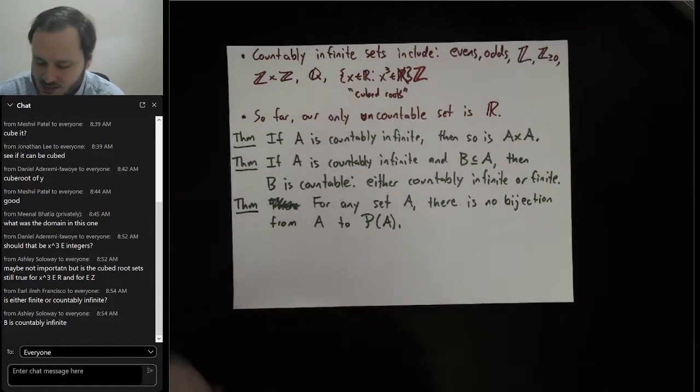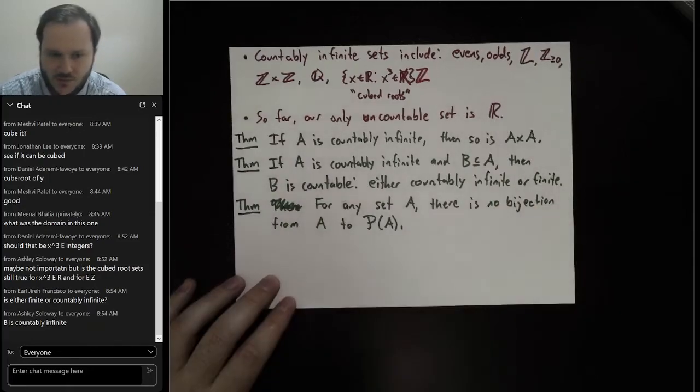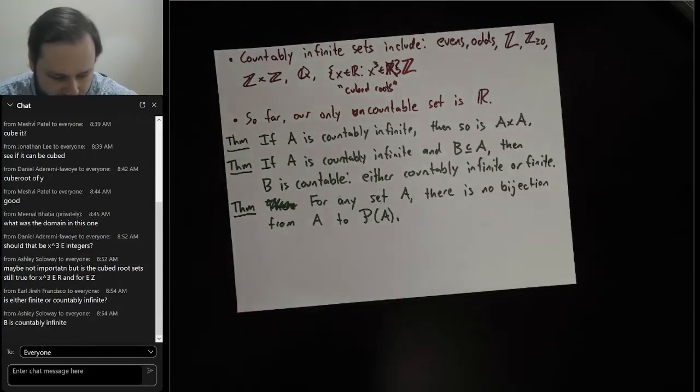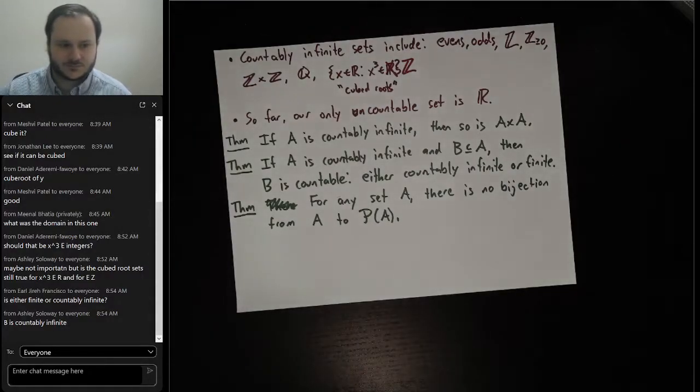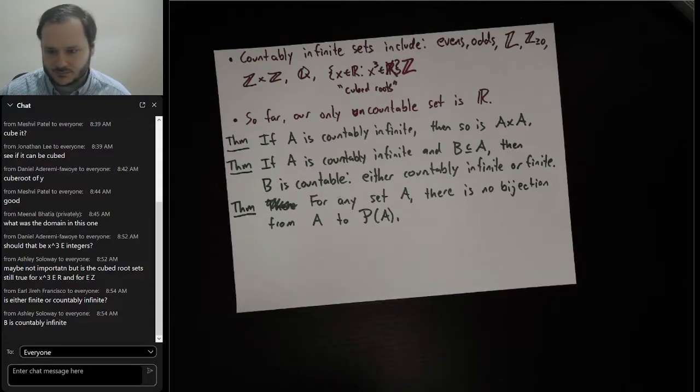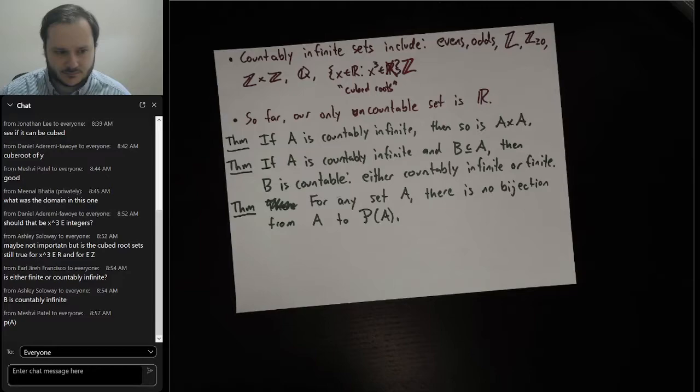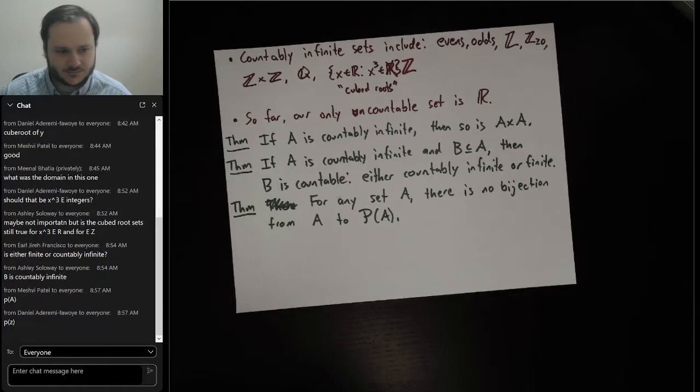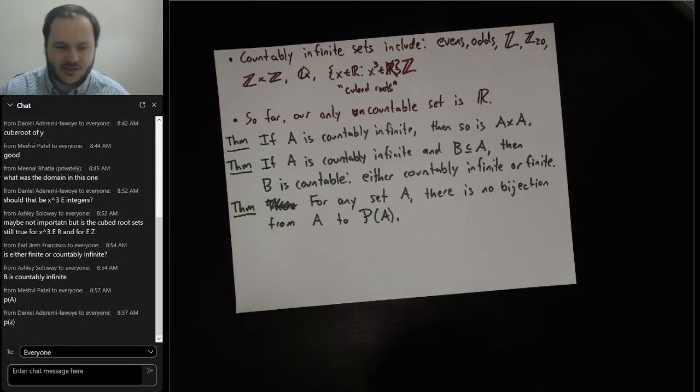This tells us another uncountable set. So far we only have the real numbers, but what is another uncountable set? Power set of A, well, what's A in this case? Yeah, power set of the integers.